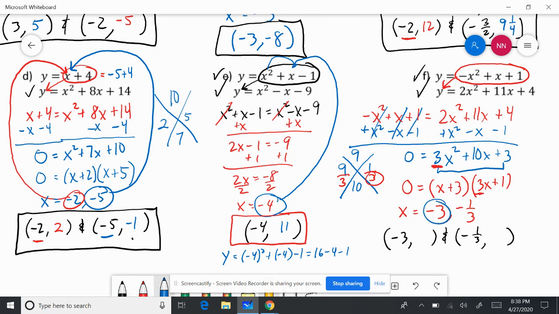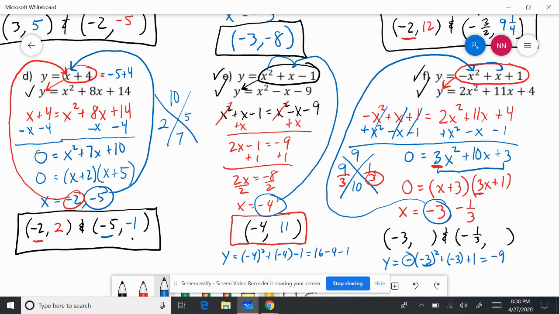Starting with the -3 because it's a little bit easier, I'm going to pick one of the equations. In my mind, the top one looks a little bit easier. So when I plug it in, I get y is equal to -3 squared plus -3 plus 1. -3 squared is 9, but there's a negative, so -9 minus 3 plus 1. -9 minus 3 is -12, plus 1 is -11.